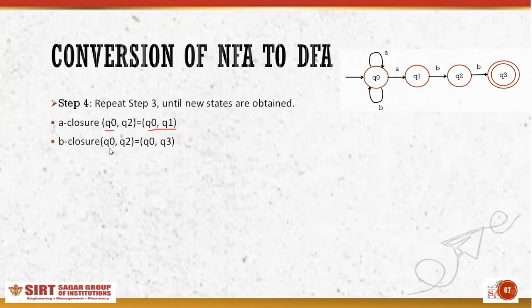Now on giving B to Q0, Q2, what is happening? Q0 on getting B will reach to Q0. So I've written Q0 here. And on giving B to Q2, if you can see here, I'm reaching to Q3. So I've written Q3 here. So one new state is found in this step also.